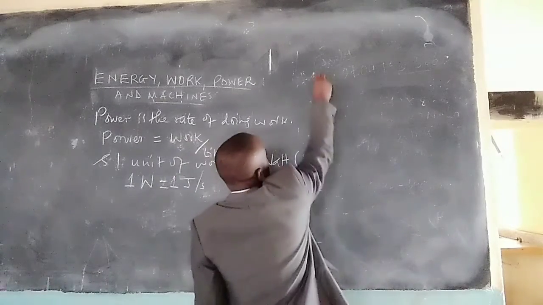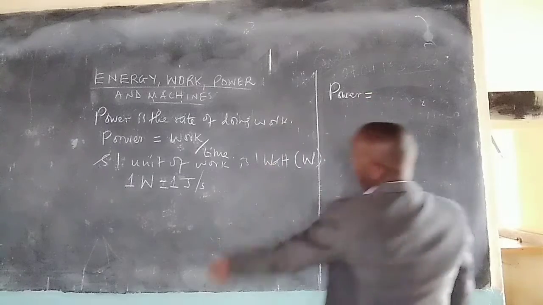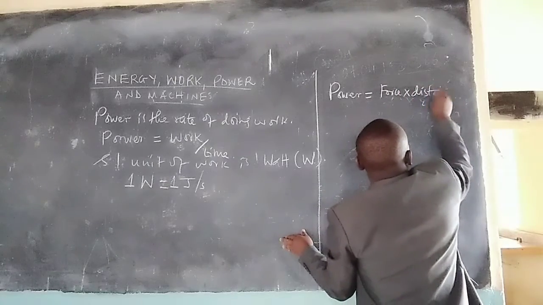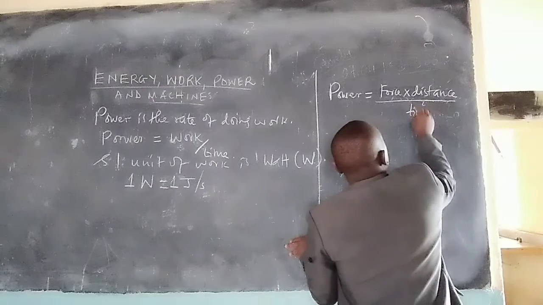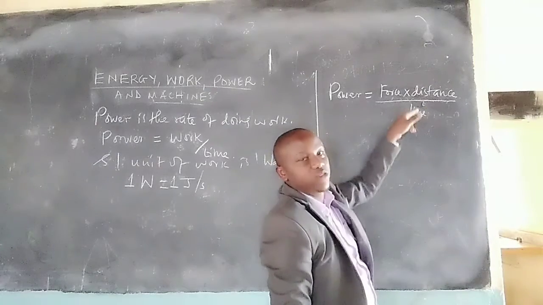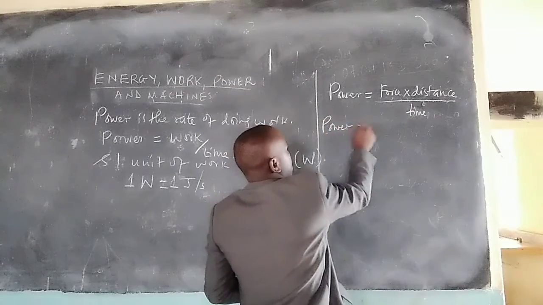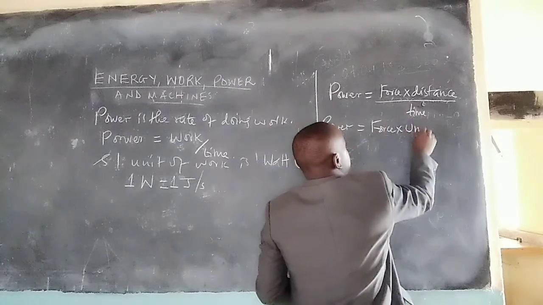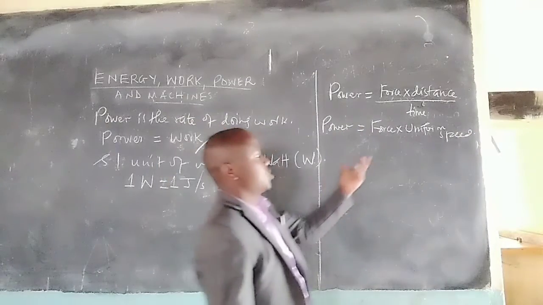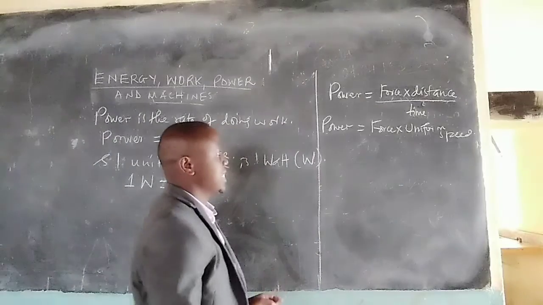From this definition of power, we can also say that power equals work divided by time, and work is force times distance according to the definition of work. Then we divide this by time, so we have distance over time, which gives us what we call speed. Therefore, power equals force times uniform speed, because this is distance over time. Power can also be given by force times speed.